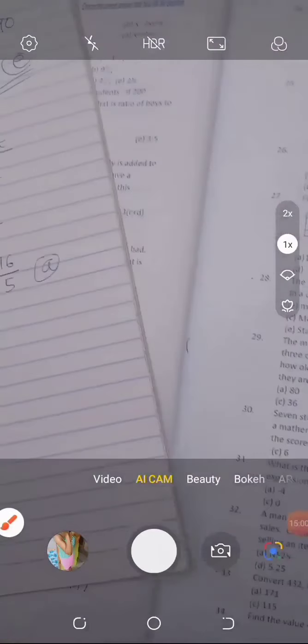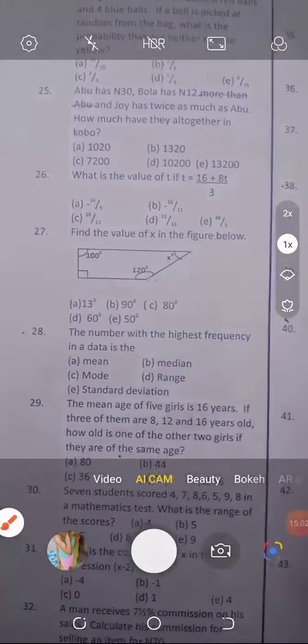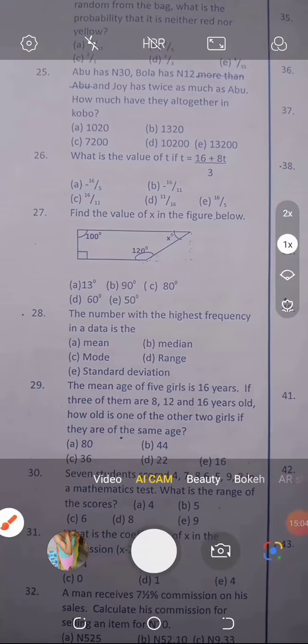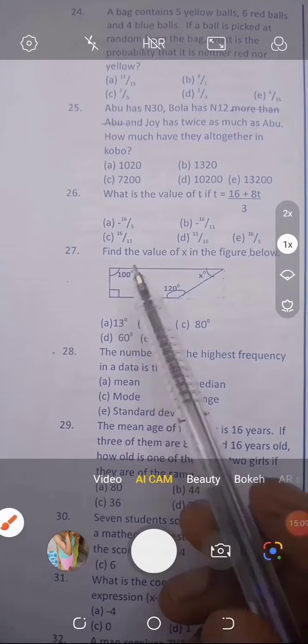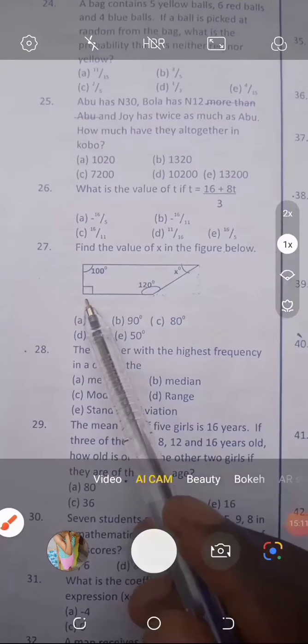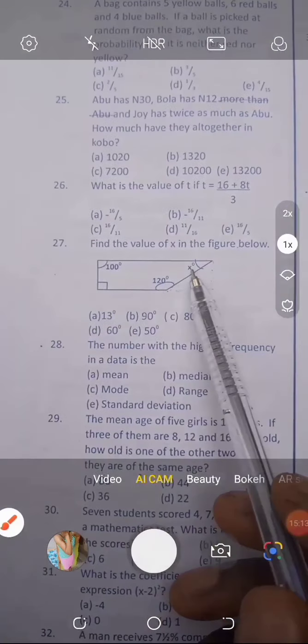So the next question quickly, question number 27. Question number 27 says, find the value of x in the figure below. If you look at the figure, we have 100 here. Of course, you know that this is 90 because this is your right angle here. We have here to be 120. We have the x here.